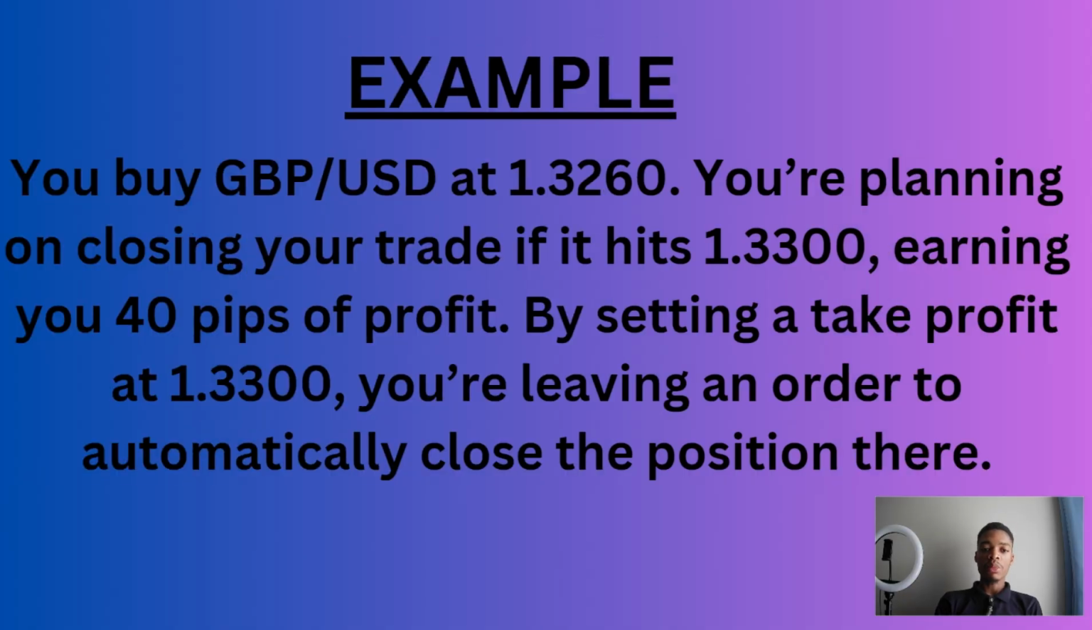So you buy the GBP versus USD at 1.3260. You're planning on closing your trade if it hits 1.3300, earning you 40 pips of profit. By setting a take profit at 1.3300, you're leaving an order to automatically close the position there. So in this example, the trader is aiming to profit 40 moves upward from 1.3260.